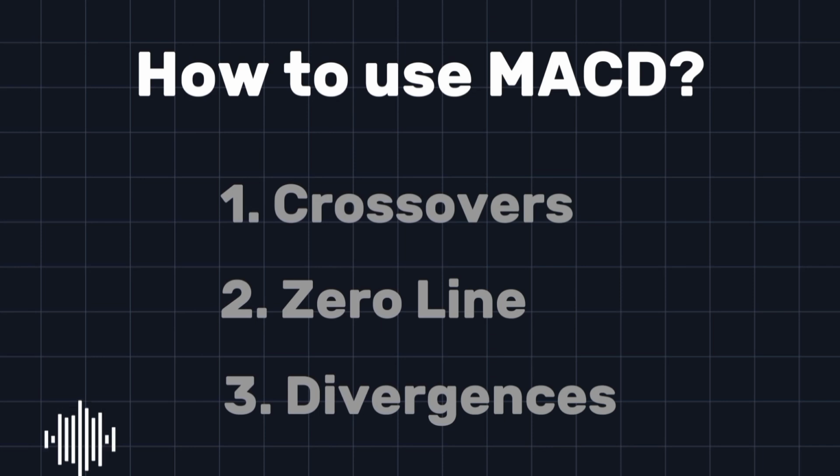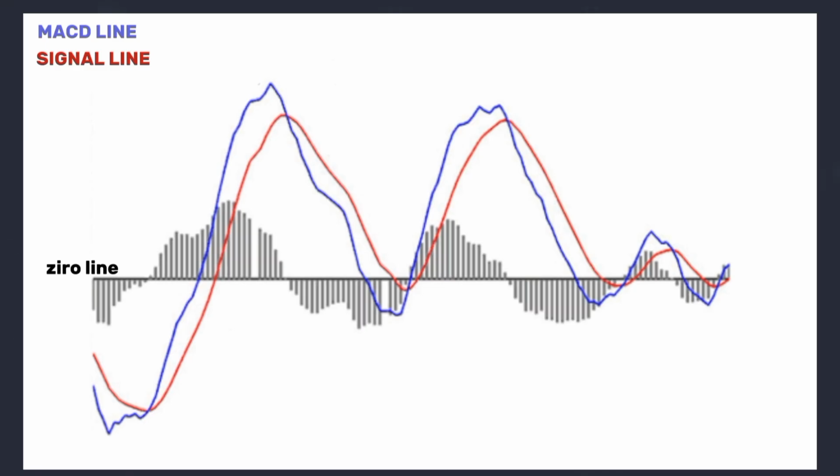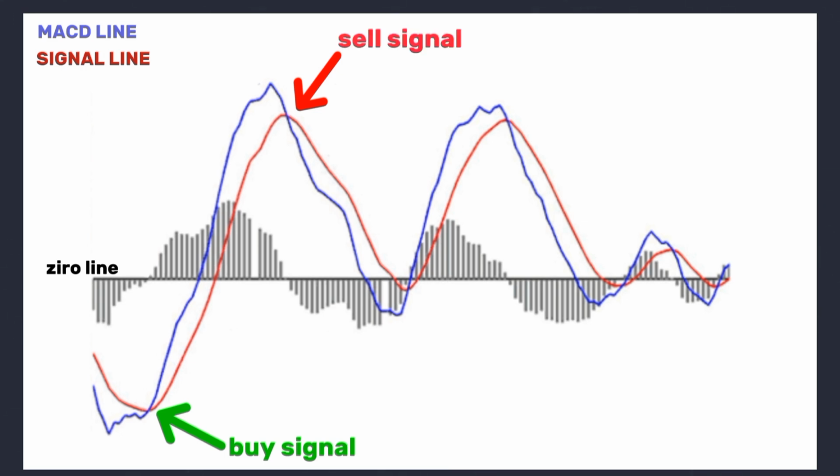How to use MACD? 1. Crossovers. When the MACD line crosses above the signal line, it indicates bullish momentum, a buy signal. When the MACD line crosses below the signal line, it indicates bearish momentum, a sell signal.